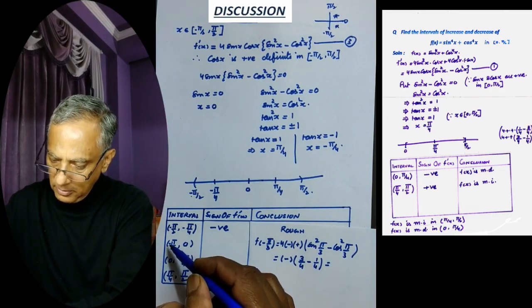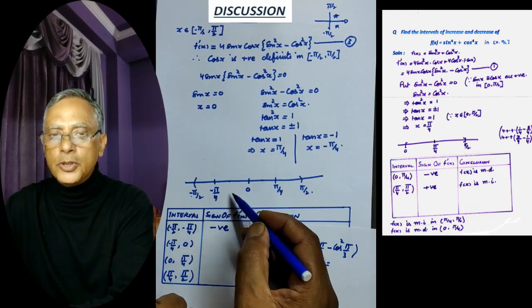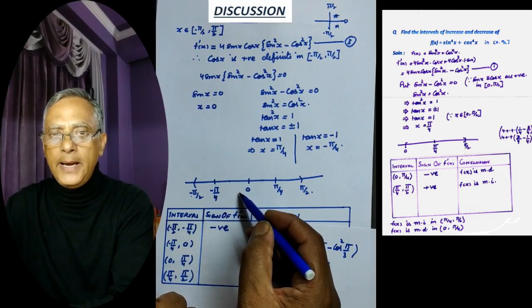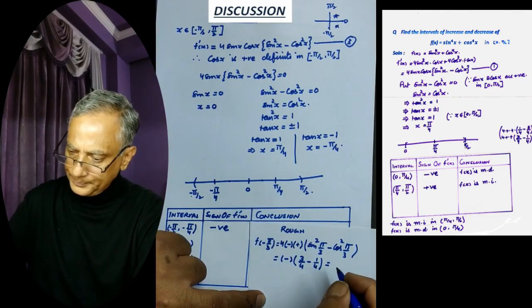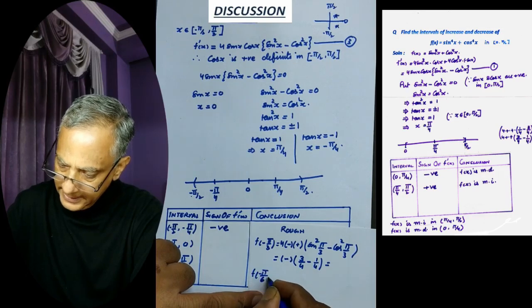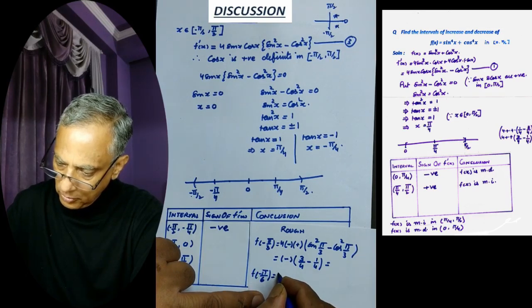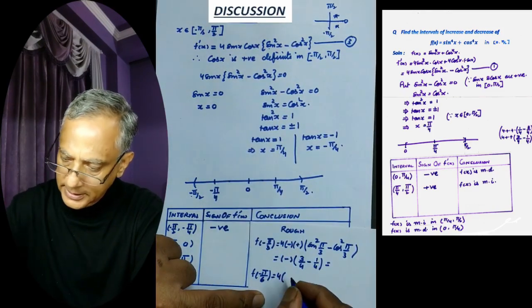And in this interval, −π/4 to 0, take any point. −45 to 0, −30, that is −π/6. At −π/6, we will have f'(−π/6). This will be equal to 4. In the fourth quadrant, this is negative, this is positive.